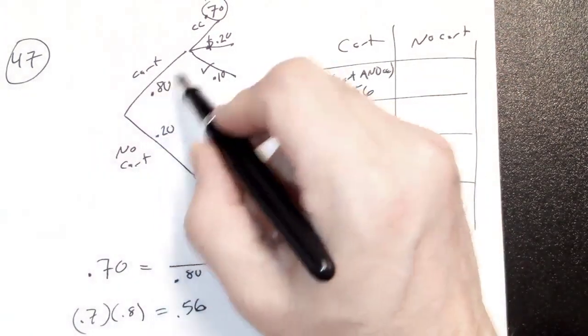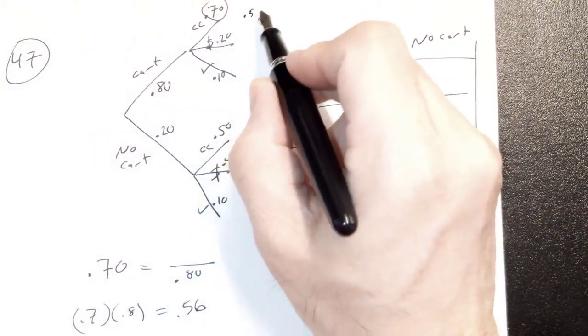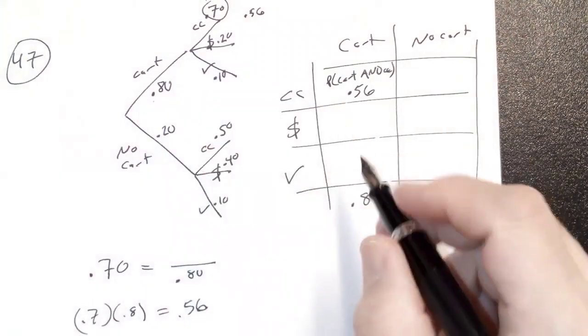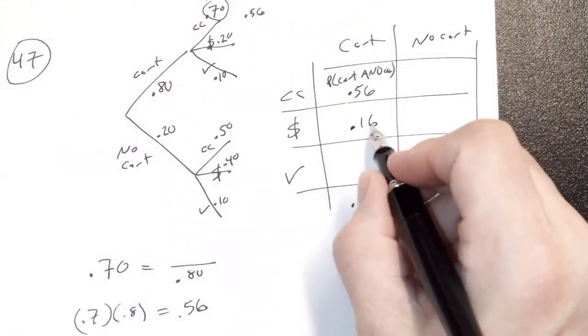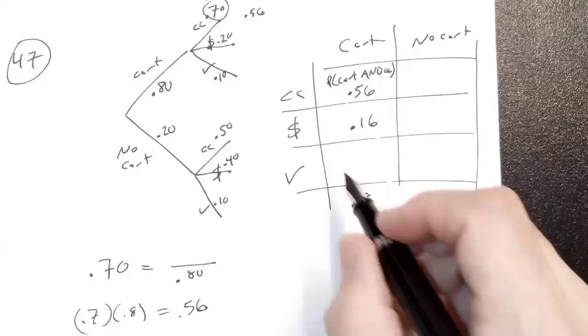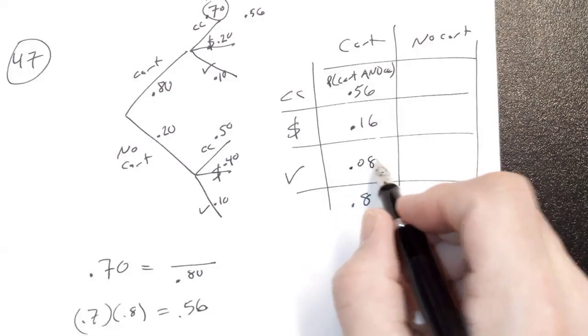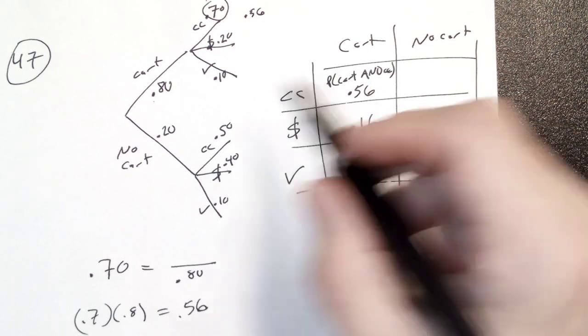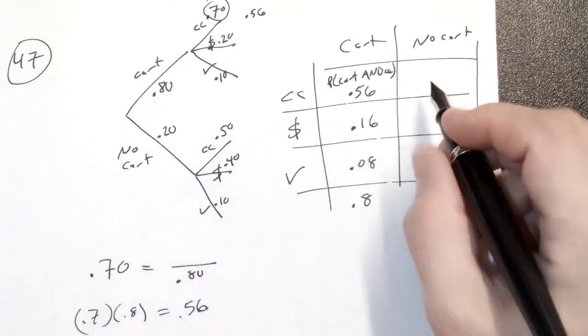That's what happens if you multiply this number and this number on this end. I'm going to do the same thing here. 0.8 times 0.2 is 0.16, and 0.8 times 0.1 is 0.08, and those add up to 0.8. No cart, I do the same thing here.